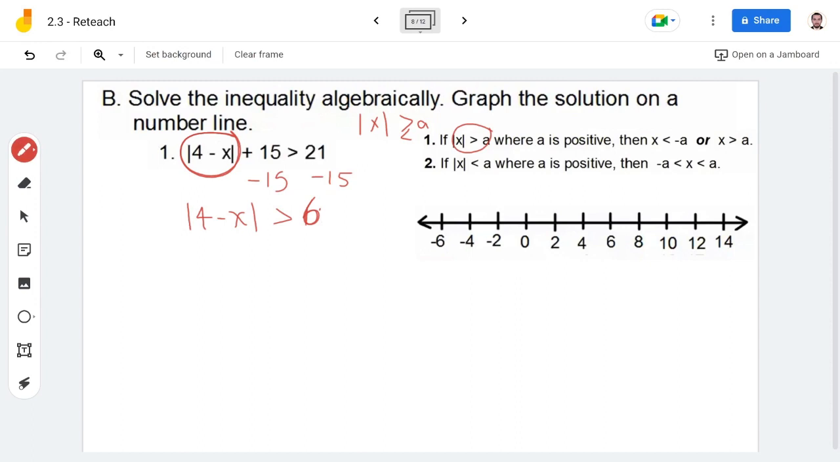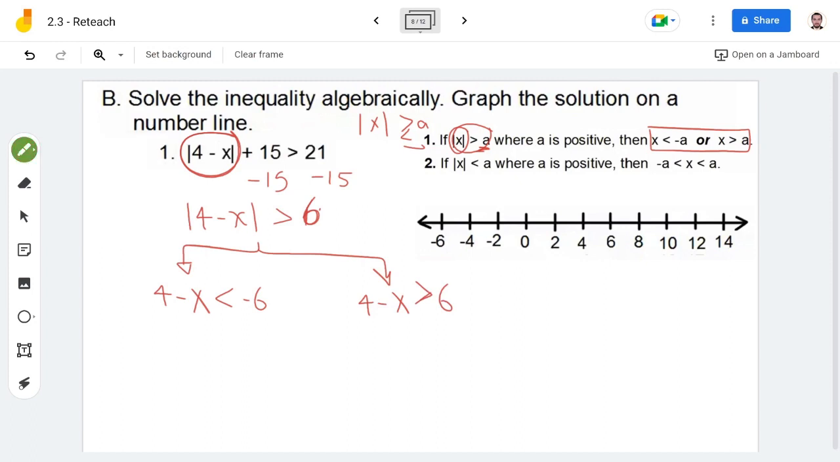If we look at rule number one, it's saying my function is greater than a. Yes, so my function here is greater than a. So my range, or domain, should be written like this. Now let's do the same thing: take them on the right side and the left side, and remove the absolute value. So 4 minus x is less than negative 6, and 4 minus x is greater than 6. Now let's simplify.